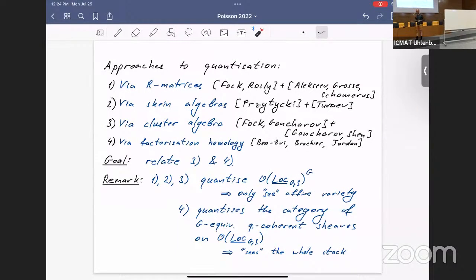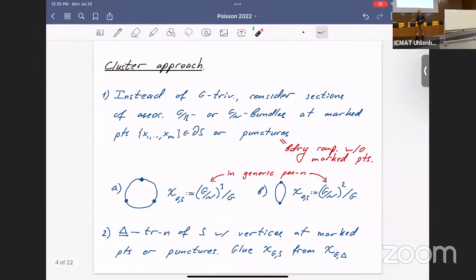Right. So in a sense, they only see the affine variety. Whereas if you work with factorization homology, this approach is designed in such a way that it sees the whole stack. So it sees a geometric quotient, right? And the way it does it, instead of working with G-invariant functions, it rather works with G-equivariant quasi-coherent sheaves on this space of homomorphisms from pi1 to G. All right, now let me just show you some ingredients that come into this cluster world.